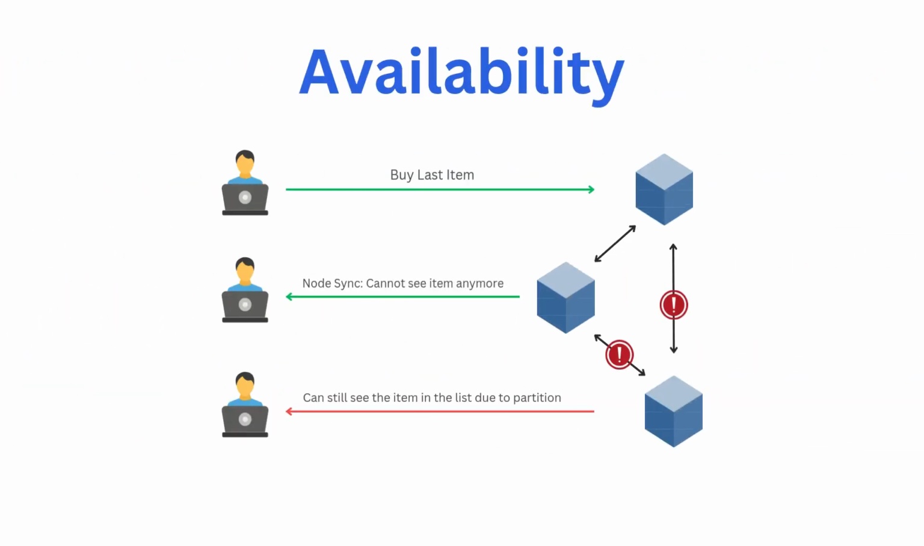On the other hand, an online retailer during a big sale might prioritize availability. If one part of the system cannot immediately sync with others, it will still let customers browse and add items to their carts. Some information like inventory levels might be slightly outdated, but the user experience remains smooth and sales are not interrupted. In this case, consistency is temporarily relaxed to keep the system operational.